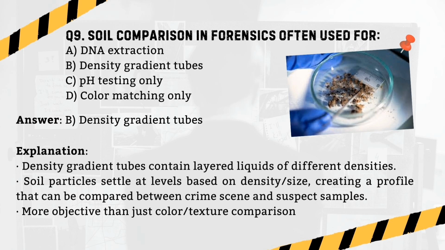Ninth, soil comparison in forensics often uses: answer, the density gradient tubes. Now soil particles separate based on their density within gradient columns. Now this produces a comparative soil profile.